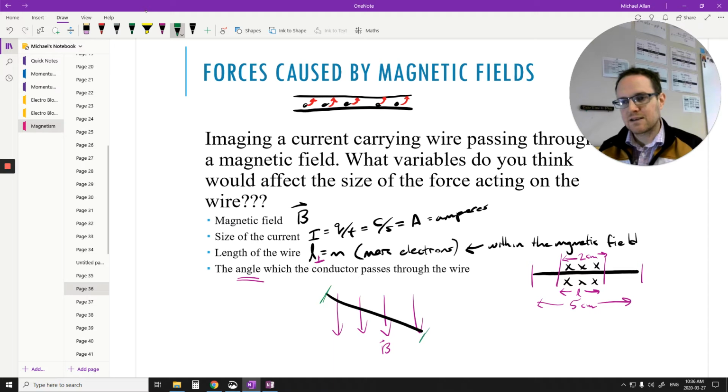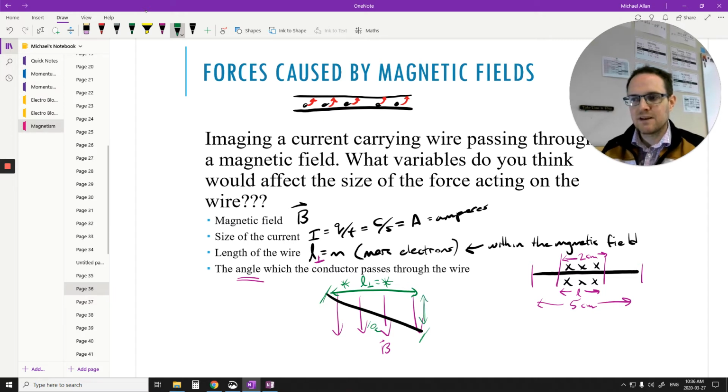Like this wire could be 10 centimeters long. I'm only concerned about this length here, the perpendicular length. That's what I want, right? So you'd have to know some angles and stuff to do that. This parallel piece, the same logic applies with the other one.